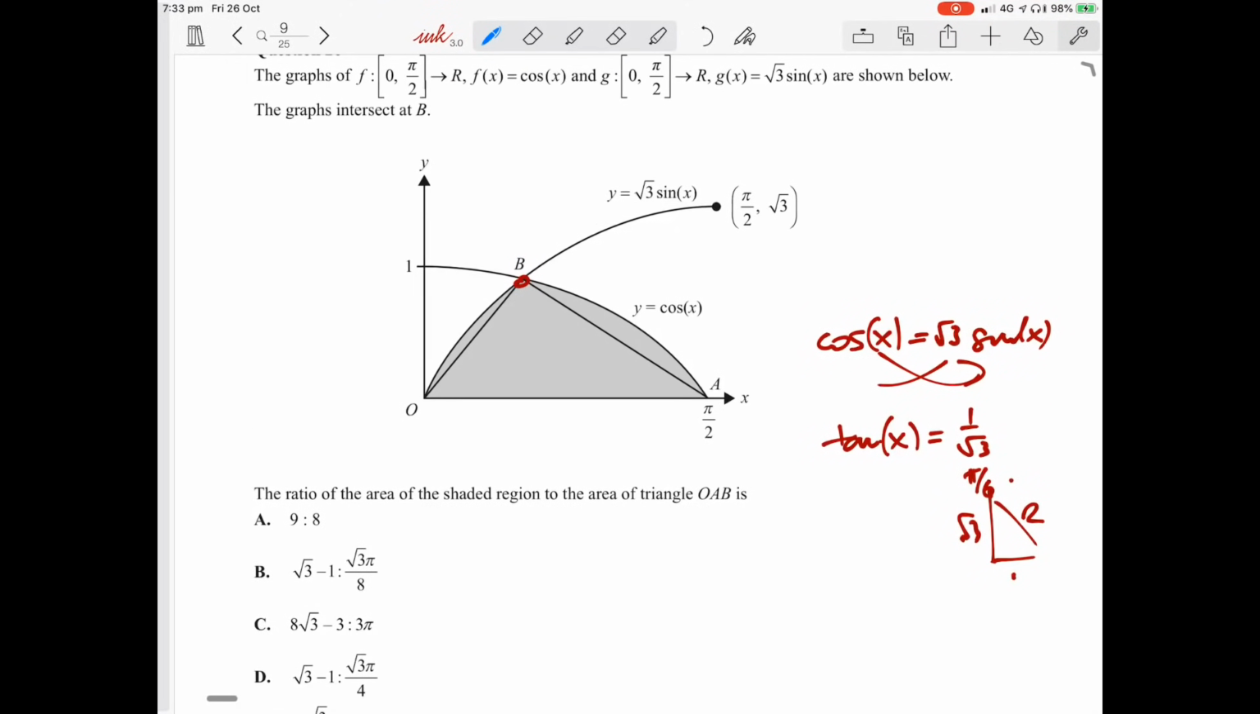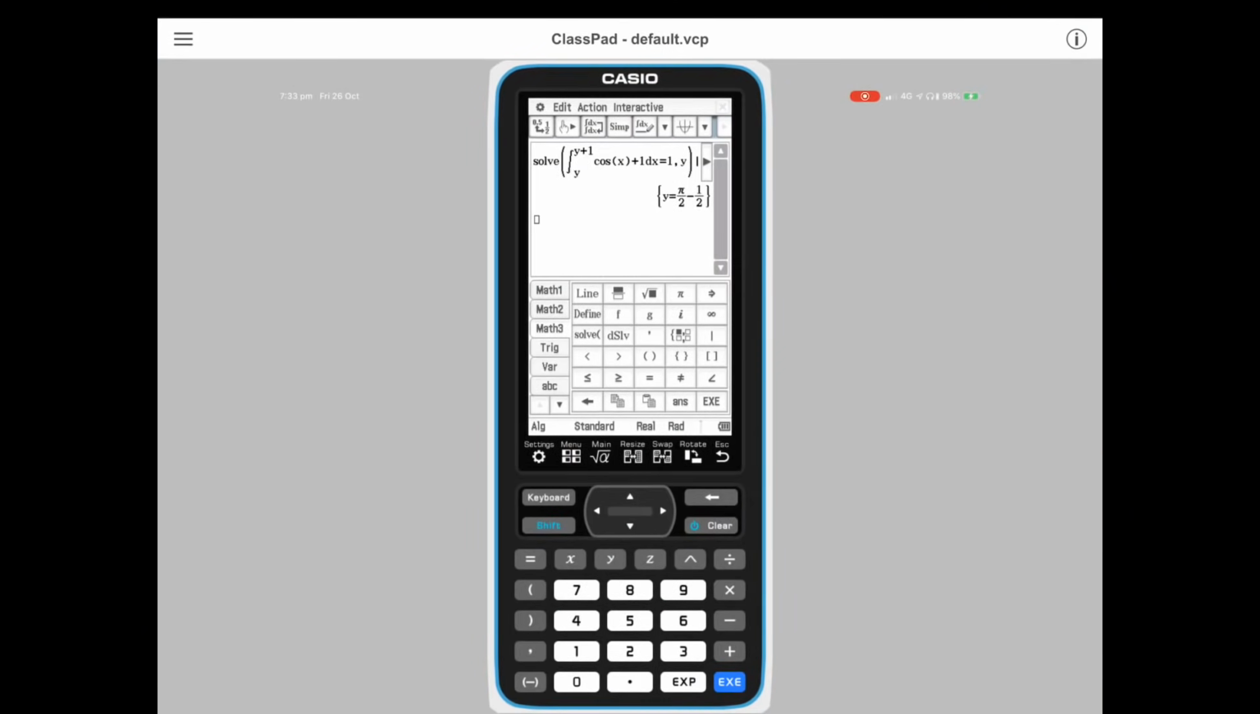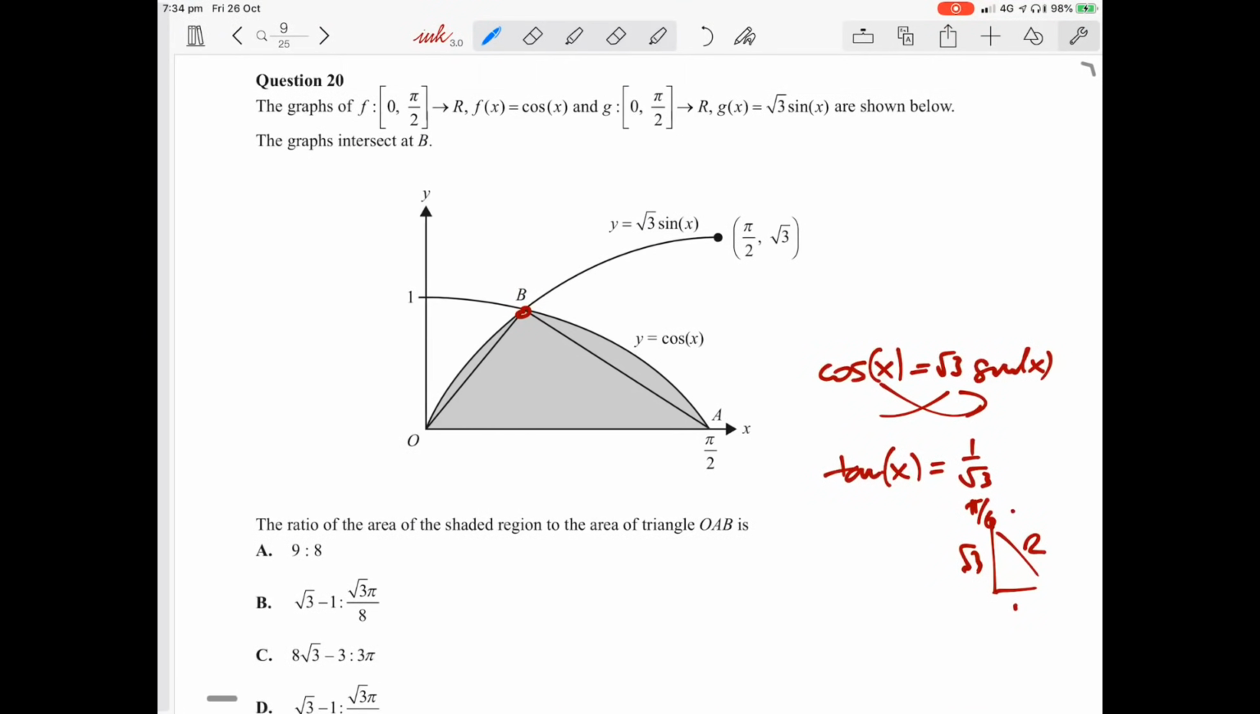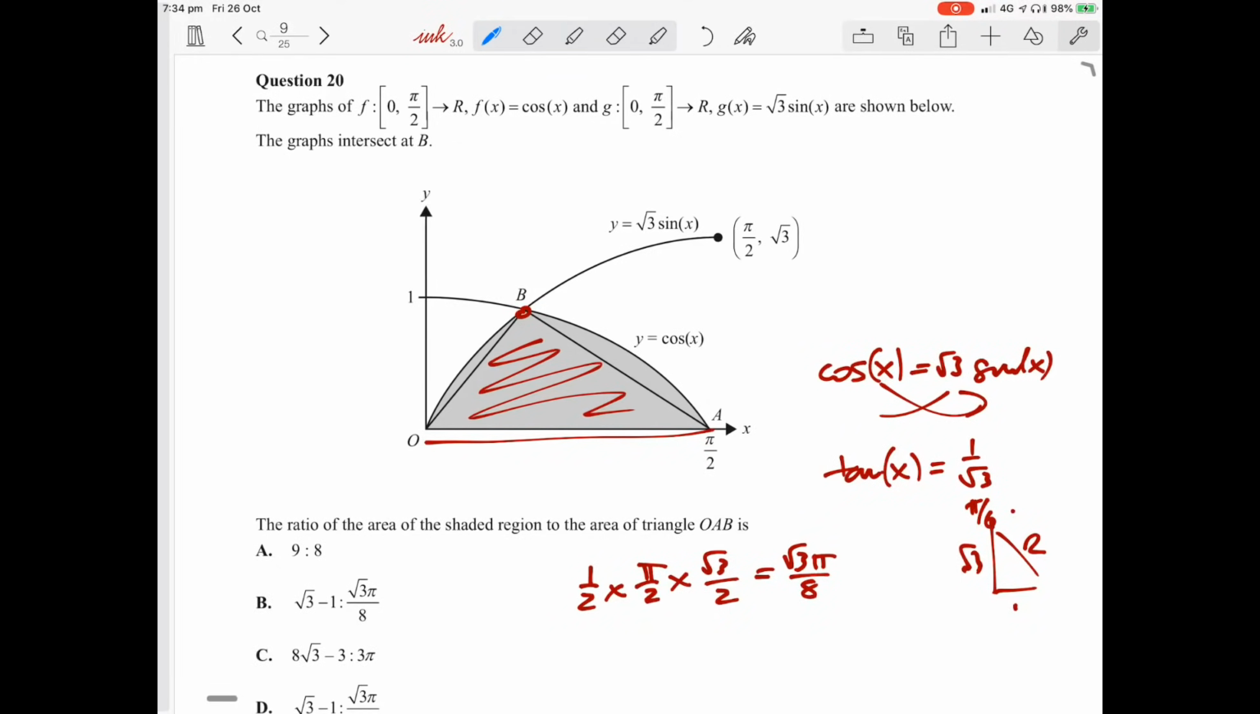Okay, so we can put pi on 6 into cos. So we're doing cos of pi on 6. Root 3 on 2. I don't know why I just did that, but so that's pi on 2. So I say a half times pi on 2 times root 3 on 2. That's going to give me root 3 pi on 8. That's the area of that.